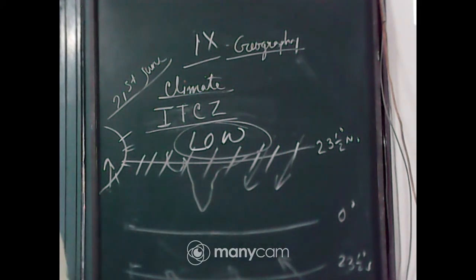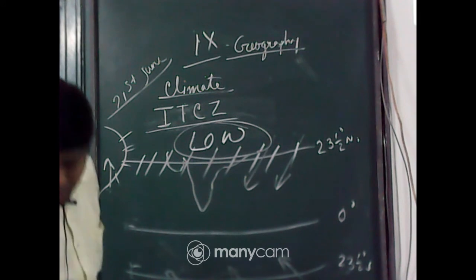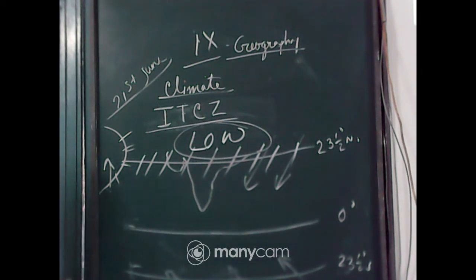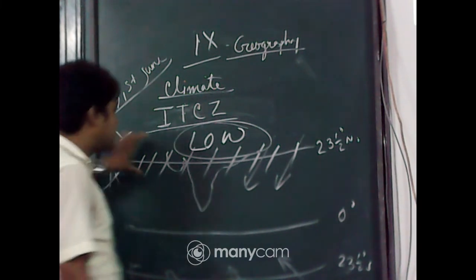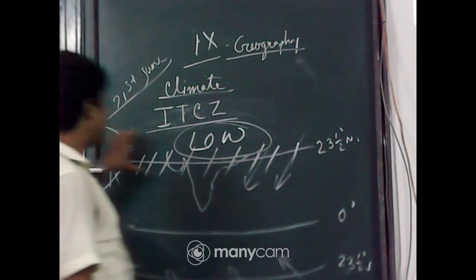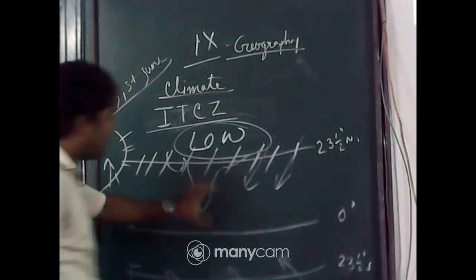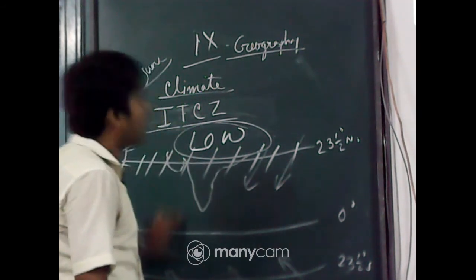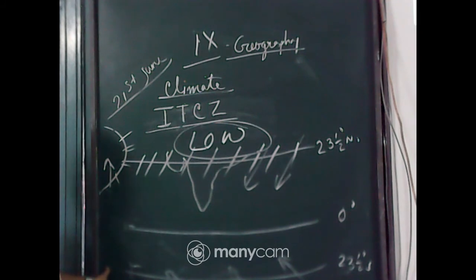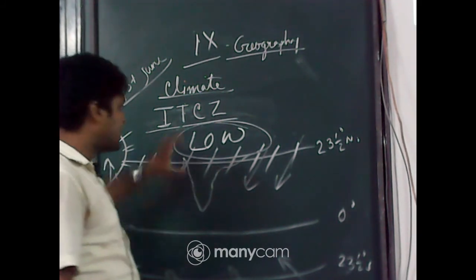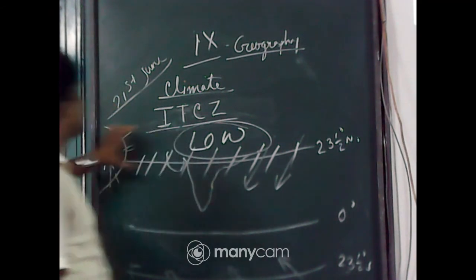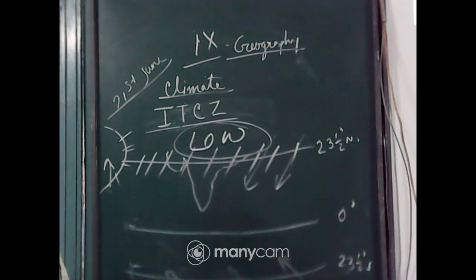So this convergent zone lies more or less parallel to the equator, but moves south and north and south with the apparent movement of the sun. I have told, when the sun is situated on the Tropic of Cancer, ITCZ is situated here. When the sun is situated on the equator, ITCZ is situated on the equator. When the sun is situated on the Tropic of Capricorn, ITCZ is also situated on that area, because ITCZ moves with the sun, because it is a low pressure area.